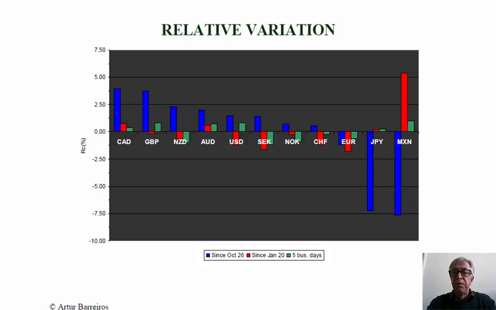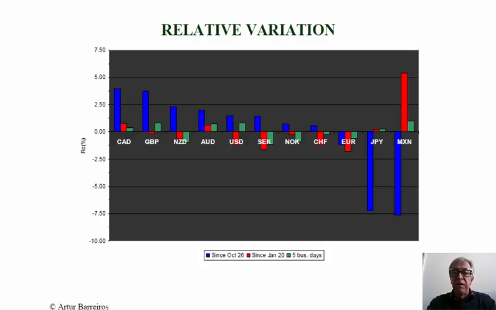We also consider the behavior of the last week. The balance of what happened since October 26 is presented in blue. In red, we have what happened since January 20, when Donald Trump took office. And in green, we have the balance of what happened during the last week.